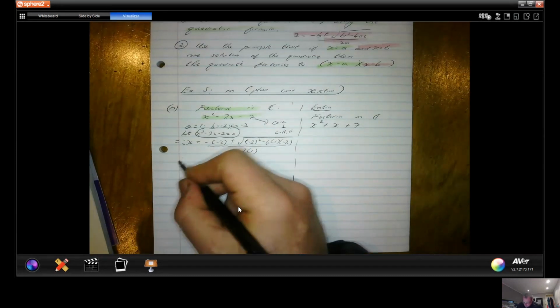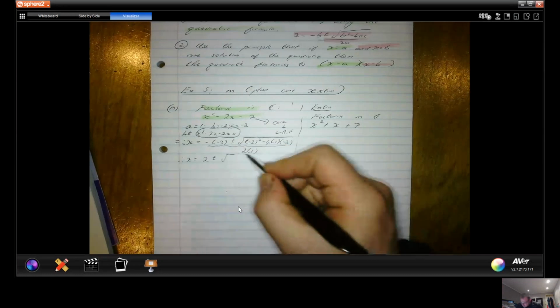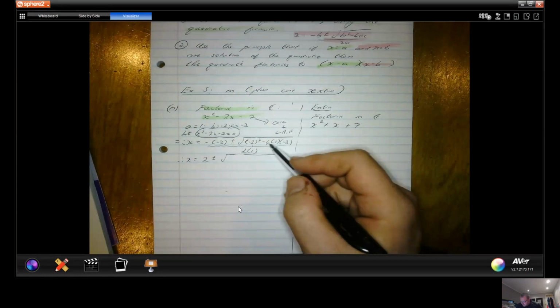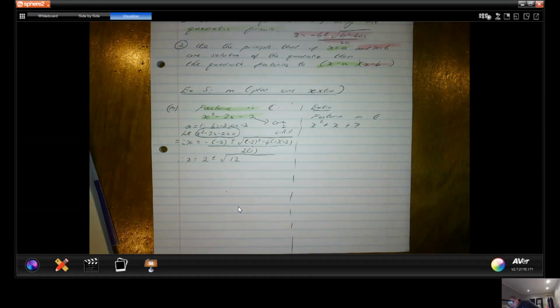So therefore, x is going to be equal to 2 plus minus the square root of, well, minus 2 squared is 4, and then you're going to get 4 plus 8, which is 12. You can check that if you want. Yeah, all over 2.